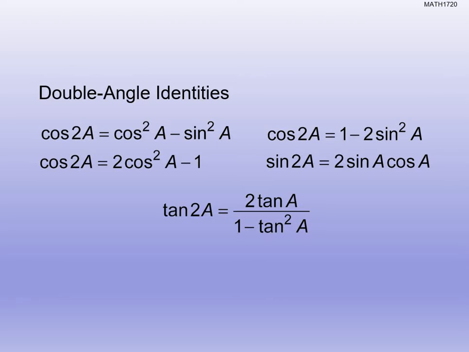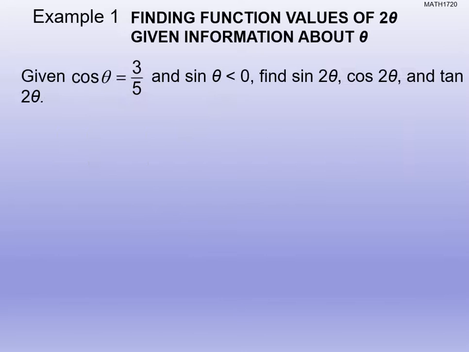Sine of 2a we can rewrite as 2 sine a cosine a. And then tangent of 2a we can rewrite as 2 tangent of a divided by 1 minus tangent squared of a. So which version do you use? Well, it just depends on the application. You'll see as we do some example problems why we choose the first version, the second version, or the third version of cosine of 2a. But just remember, it's 2a, so that is why it's called the double angle. Twice the angle, right?